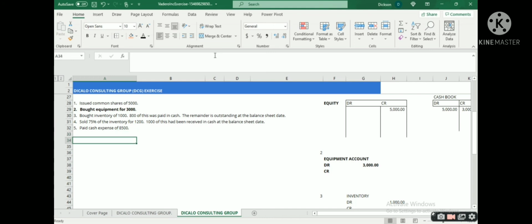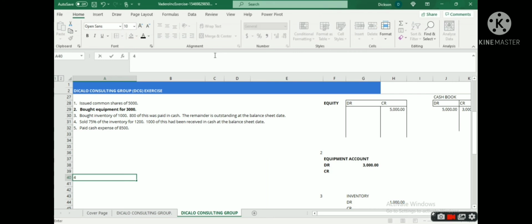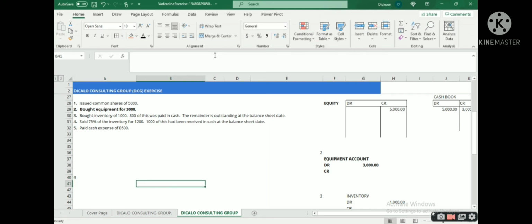So now they are saying that in the fourth transaction which occurred, 75% of the goods which we actually acquired were sold for $1,200. So if you want to get 75%, it is 0.75 multiplied by the value of the goods, which was $1,000.